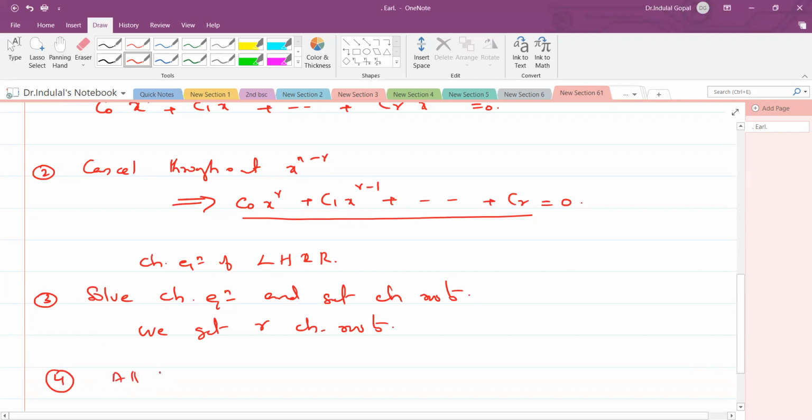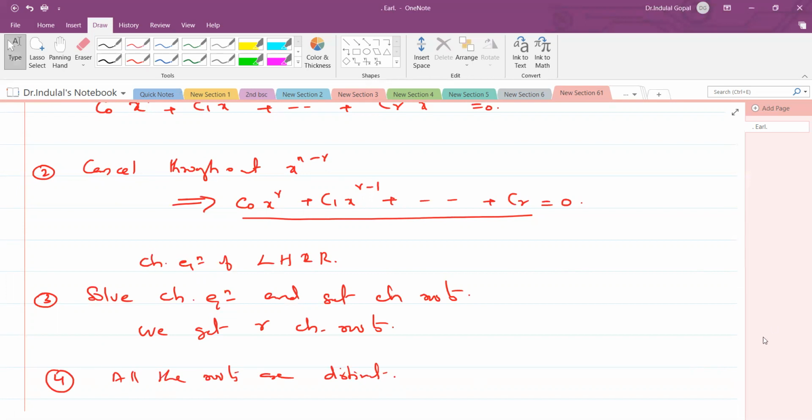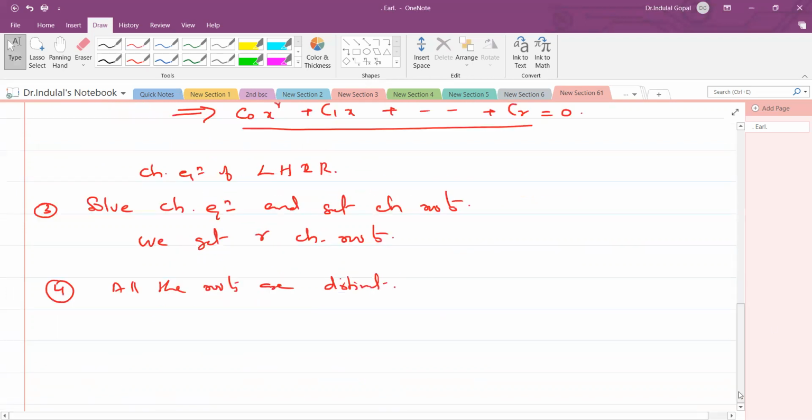All the roots are distinct. See, if all the roots are distinct, say alpha 1, alpha 2, etc., alpha r be all the r distinct roots of this equation.